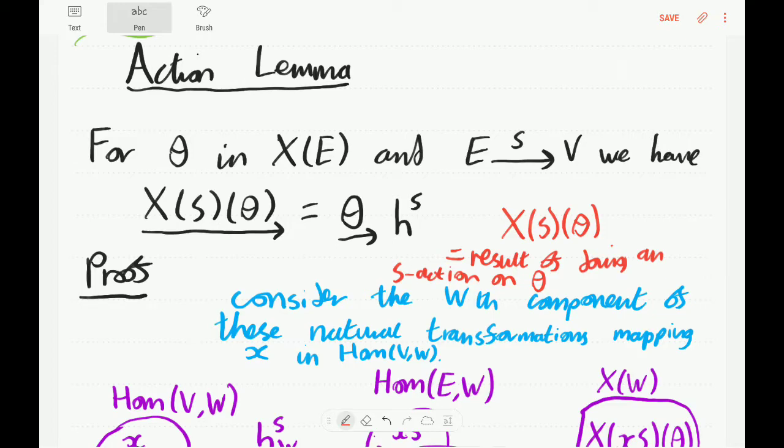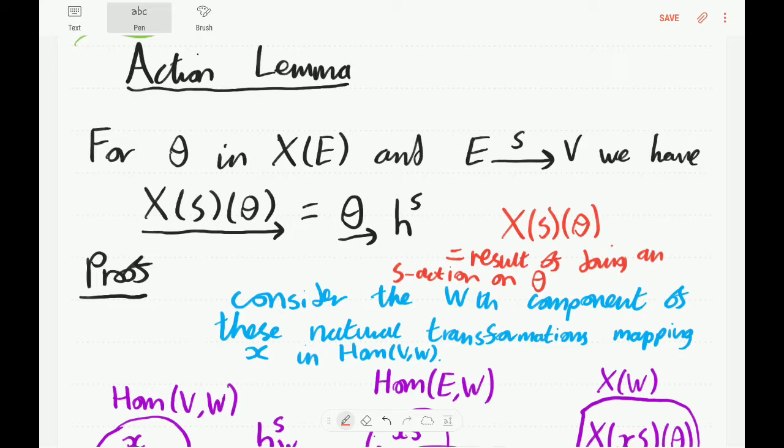Basically, this is verbal shorthand for saying that we take this arrow S from E to V, which is an arrow of the category C. We lift it under this functor X, so we have X of S, which for us is a function from X of E to X of V, and then we perform that function on this element theta of X of E. We call the result the result of doing the S action on theta. In our example, this would correspond to finding the vertex of a loop, if we're dealing in this category of functions.